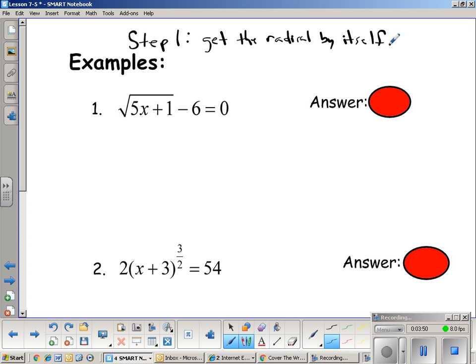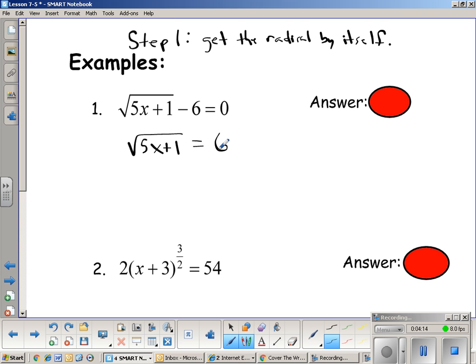So in example one here, what's in the way of having the radical all by itself? Negative 6. So how do I undo minus 6? Add 6. So I get the square root of 5x plus 1 equals 6. Add 6 to both sides.